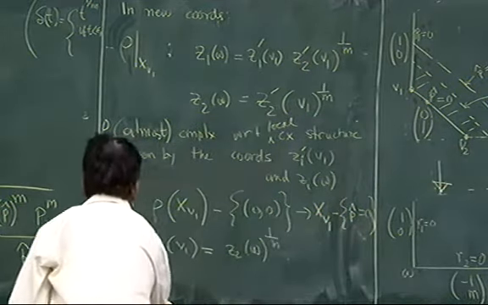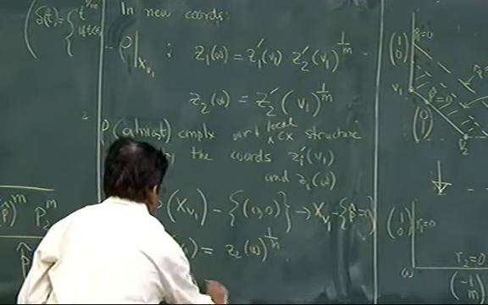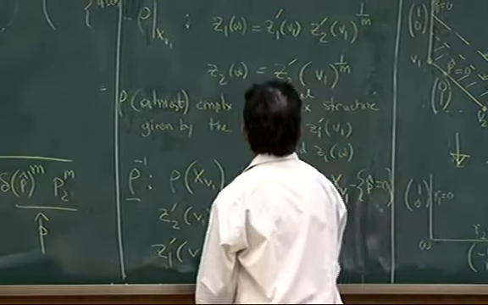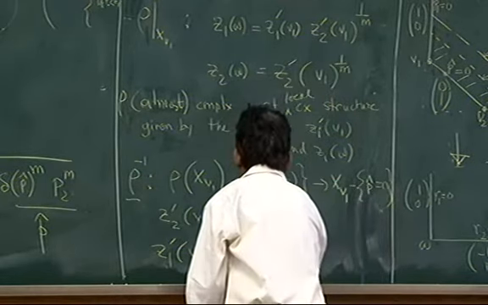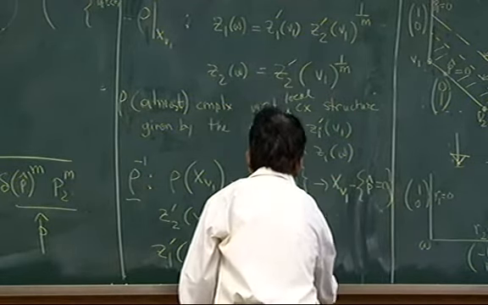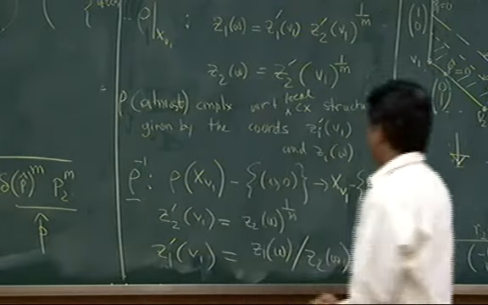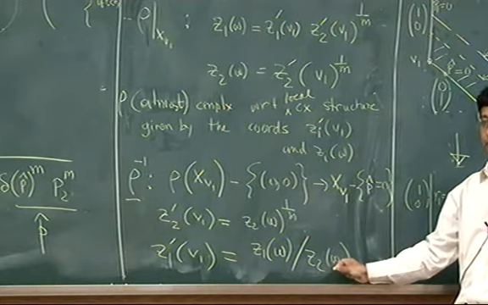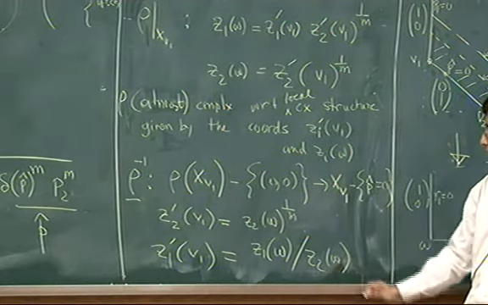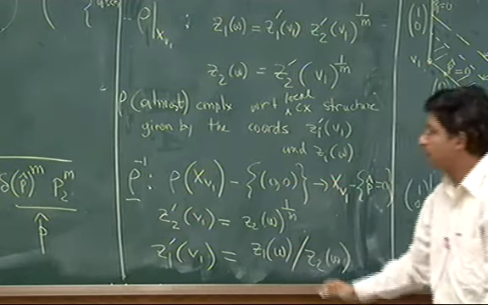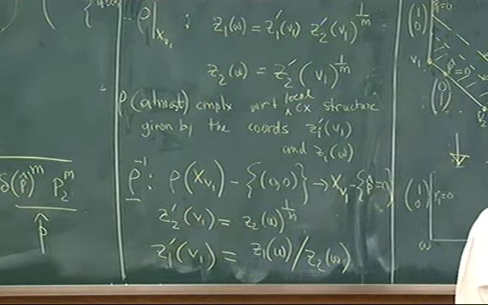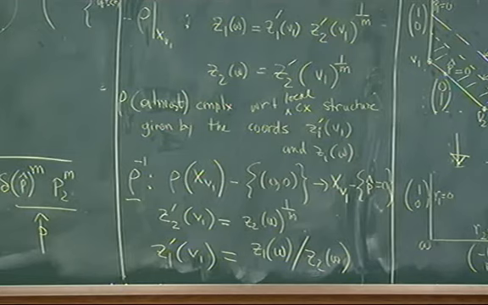But z1 prime v1 is basically z1w divided by z2w. So how can you avoid this? Well, you avoid this because of the following. Maybe I can get rid of this picture, or I can show you in the picture even.